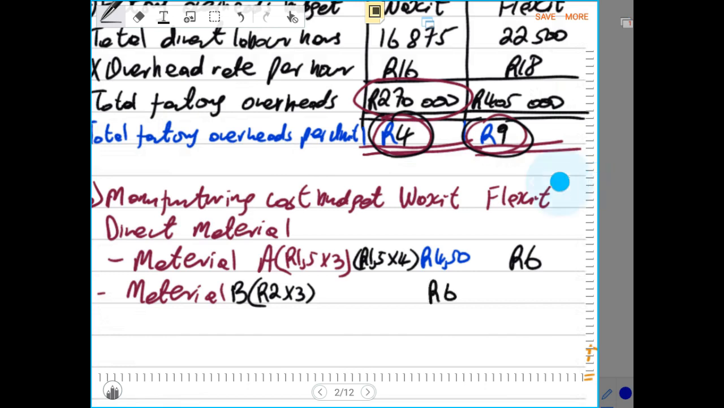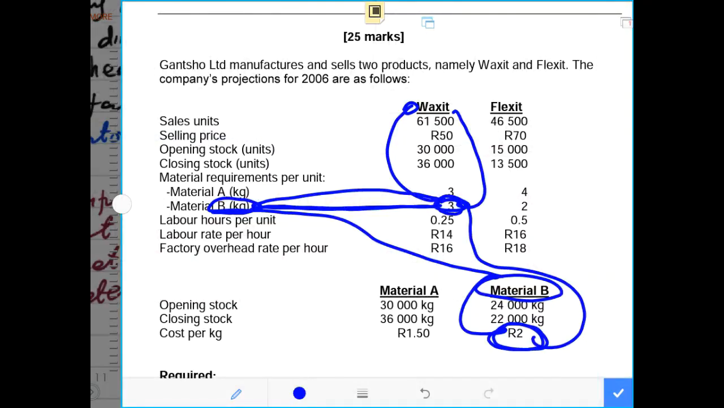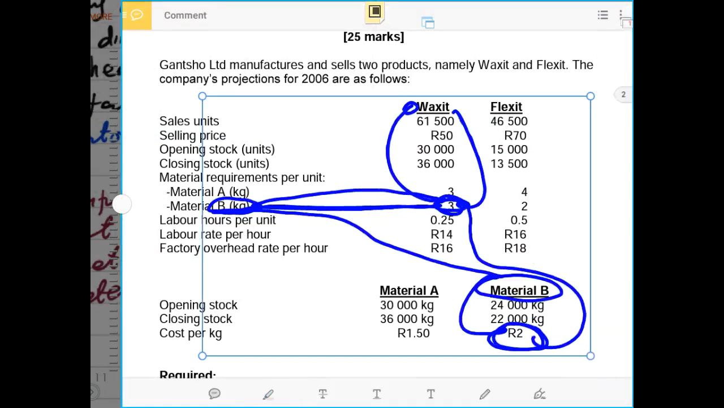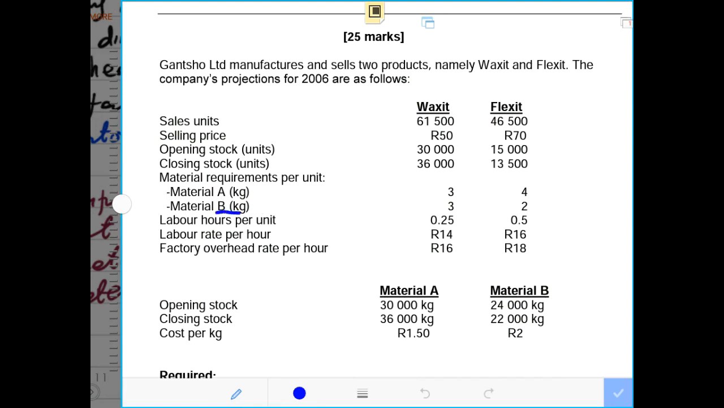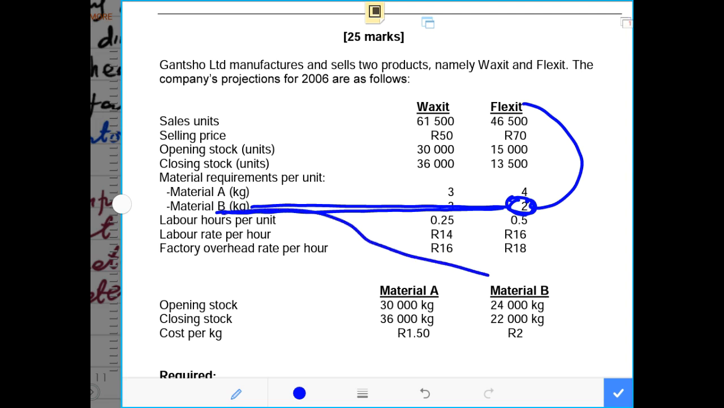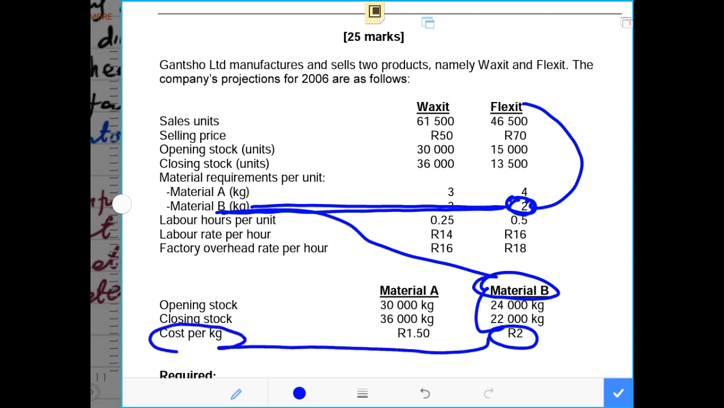Then after, we look for material B that is needed for product flexit. So now that means in material B we need 2 kgs of material B in order to complete product flexit. And material B is costing an amount of 2 rand. That is the cost of material B, which is 2 rand.